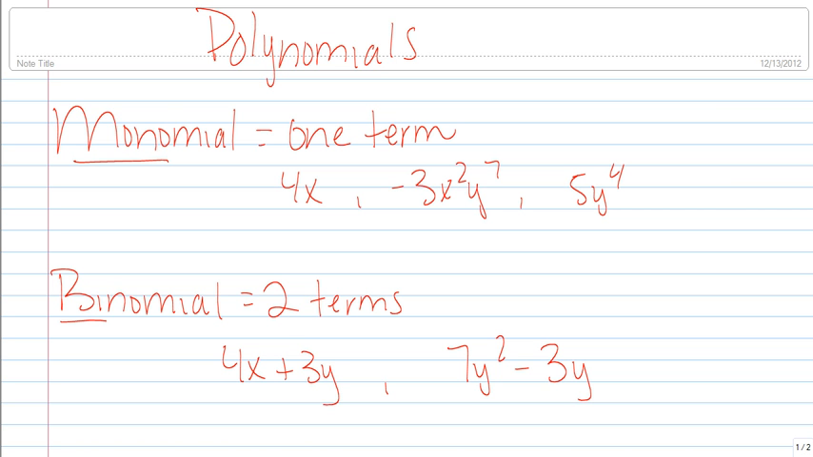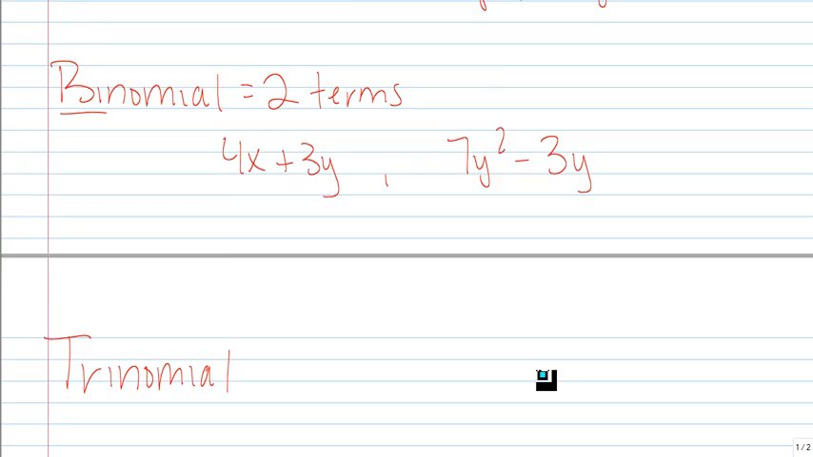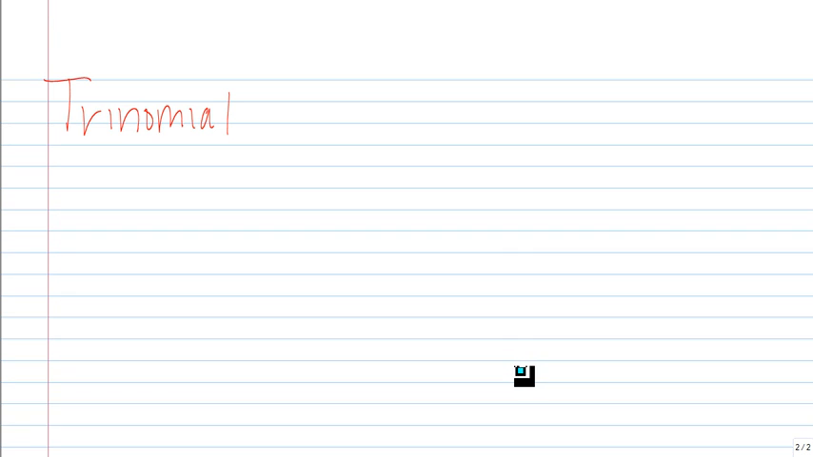Okay, so monomial is one term. A binomial means two terms. So now what about a trinomial? What does a trinomial mean? Tri, prefix, that's three terms. So a trinomial consists of three terms.